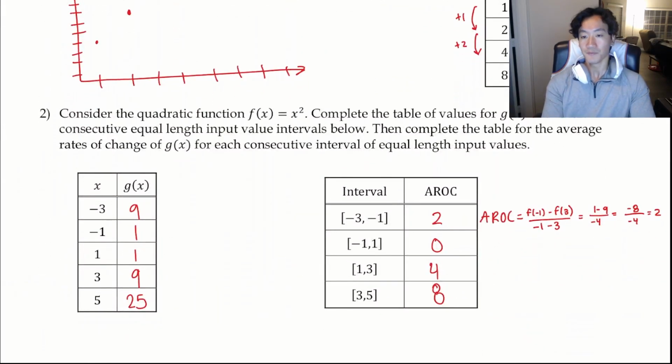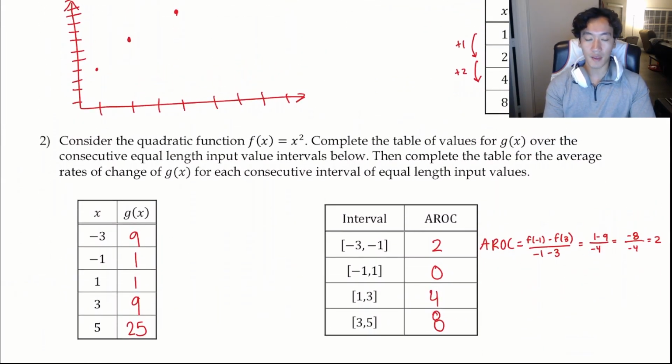Here's number 2. I'm going to read this out, and while I read it, perhaps you can start filling in what we have so far. It says: consider the quadratic function f of x equals x squared. Complete the table's values for g of x over the consecutive equal length input value intervals below. Then complete the table for the average rate of change of g of x for each consecutive interval of equal length input values.